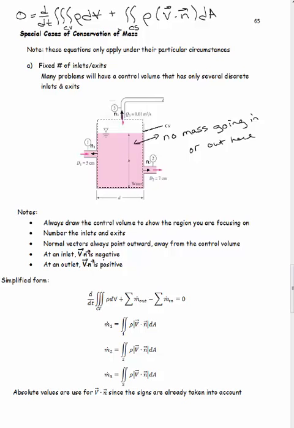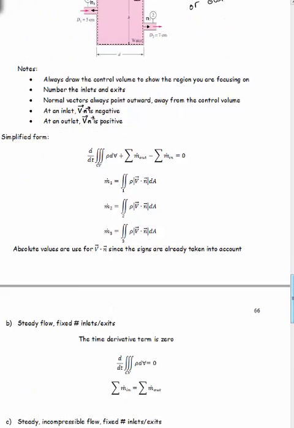Okay, so if we do that, our simplified form is still this first term plus the sum of the m dot outs minus the sum of the m dot ins. That should be starting to look a little bit familiar from thermo. But what's different is our m dots. Our m dots are still integrals over, say, inlet 1, of rho v dot n dA, and we put the absolute value signs around it just to say that's the magnitude. We've already accounted for the sign with the negative sign for the inlets.